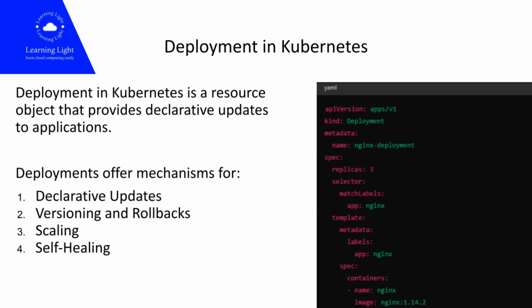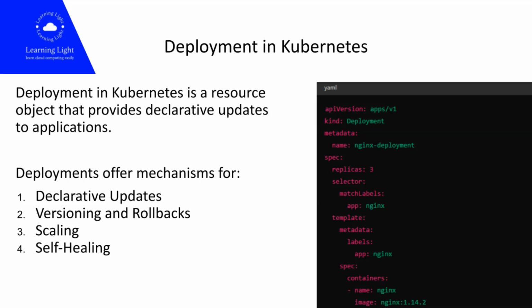Now, deployments offer the mechanisms for declarative updates. You describe the desired state of your application in a deployment object. Kubernetes automatically updates your cluster to this desired state. Deployments support rollback to earlier versions if a new update causes issues. So we can do version controlling in Kubernetes through these deployments.